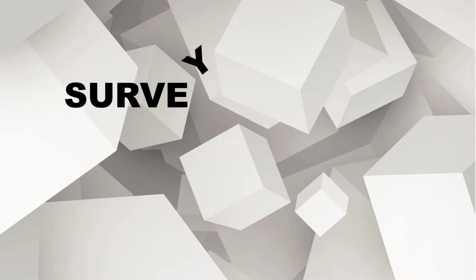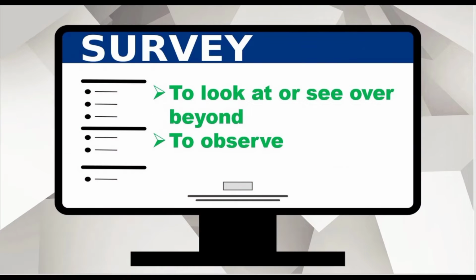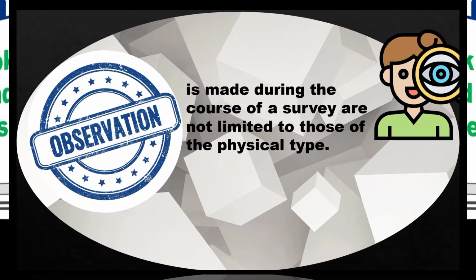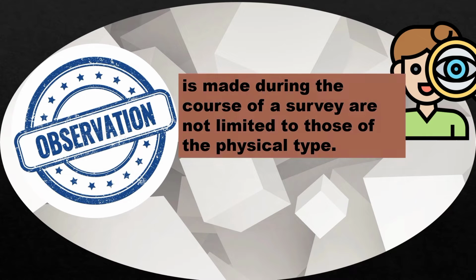We are now discussing Chapter 4, titled Survey Research and Sampling. The word survey literally means to look at, or to see over or beyond, or in other words, to observe. Observations made during the course of a survey are not limited to those of the physical type.